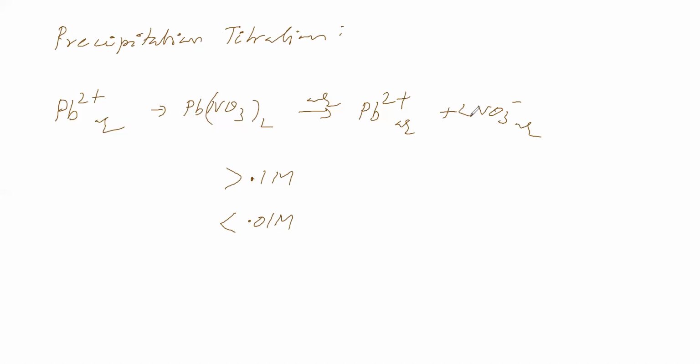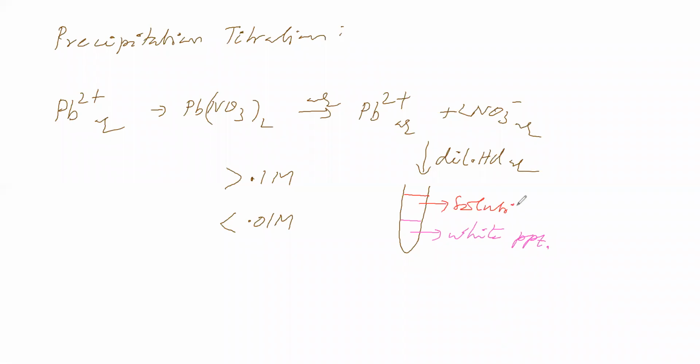Now let us take this solution to group analysis, group separation of cations. Let us do the first group. The first group reagent is dilute HCl solution. On adding dilute HCl solution in the test tube, leave the test tube for some time. Here a white precipitate will be there, and above the white precipitate some solution will be there.